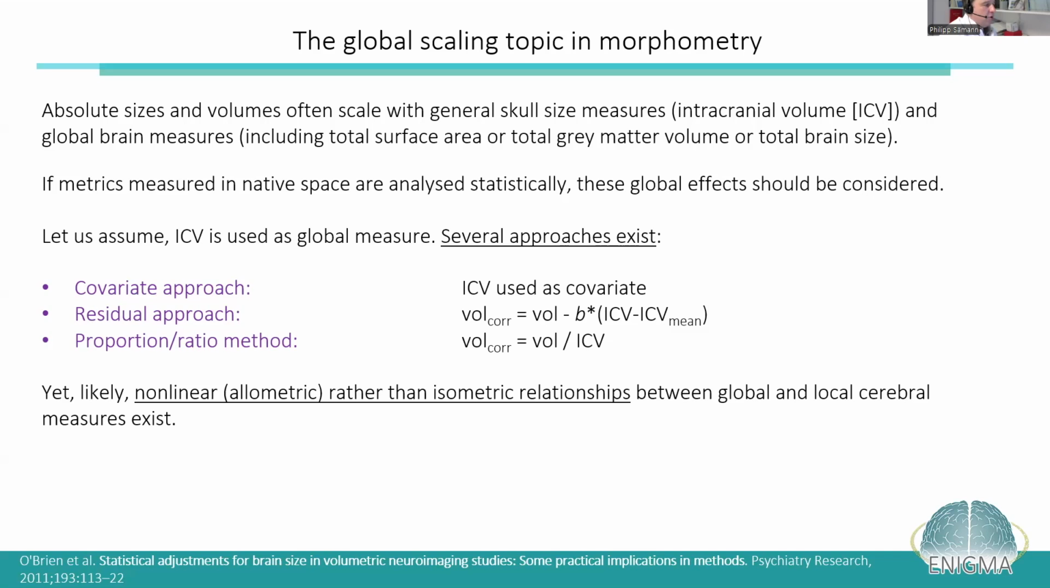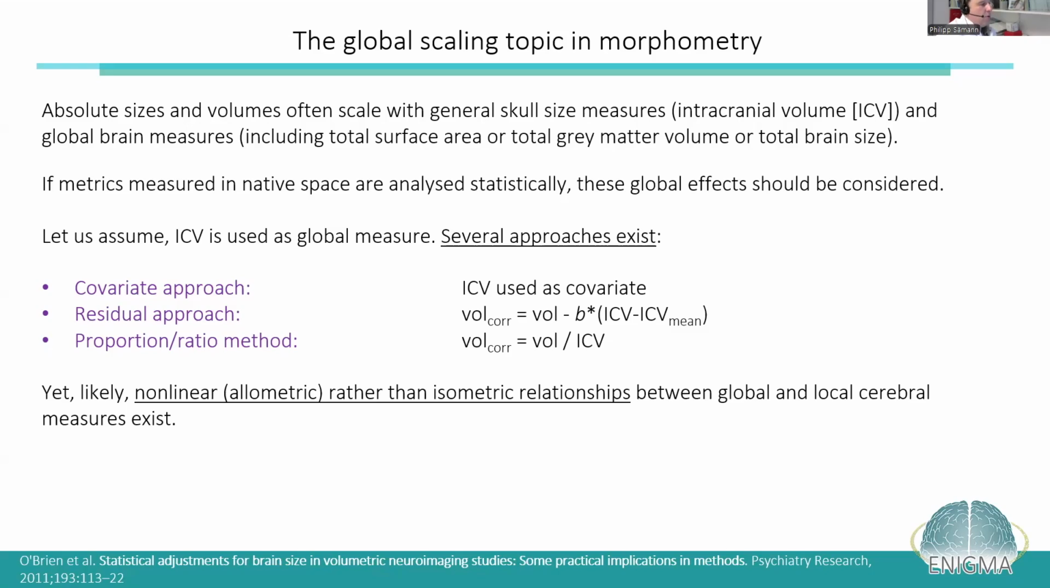The first approach is referred to as the covariate approach. You simply add ICV and by this correct your factorial or predictor analysis by this covariate. You let it compete with the other covariates such as age and sex.